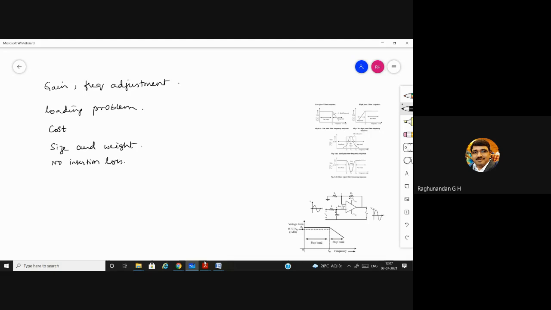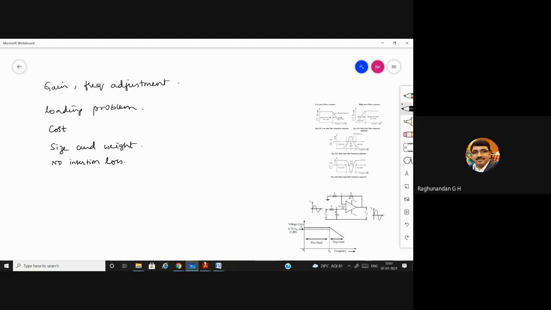And there is no insertion loss. Because here we are not going to insert anything different, because everything is in a compact form or in IC form. So we are not going to insert any other extra discrete components, because of which there will be no insertion loss.